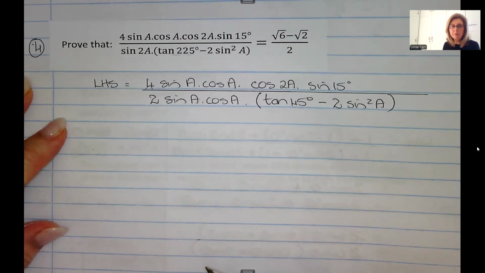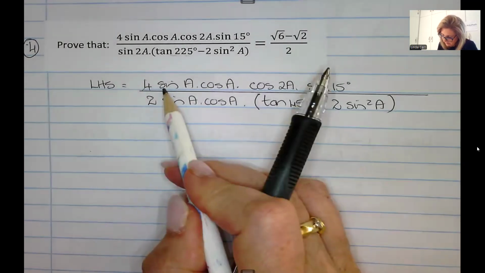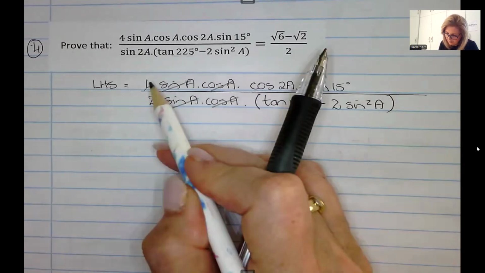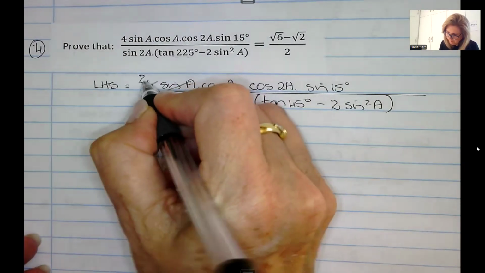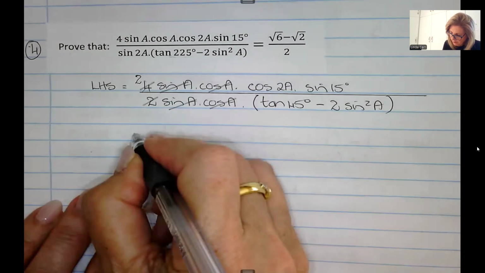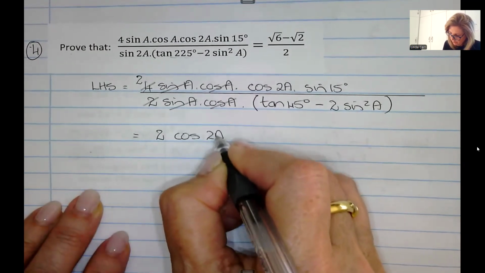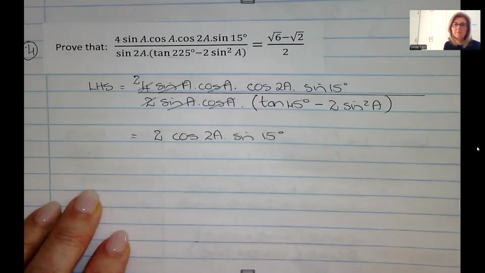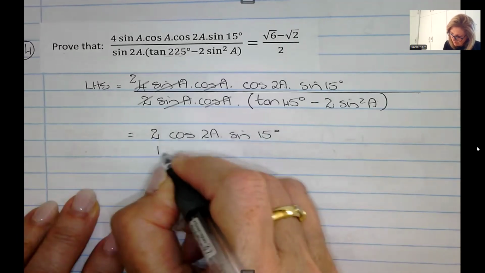All right, so if you want to, you can already say those divide out because they're factors. 2 goes into 4 twice. So in the numerator, I've got 2 cos 2a sine 15. In my denominator, tan of 45 is 1.